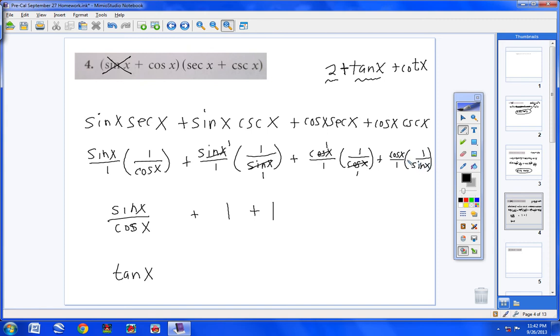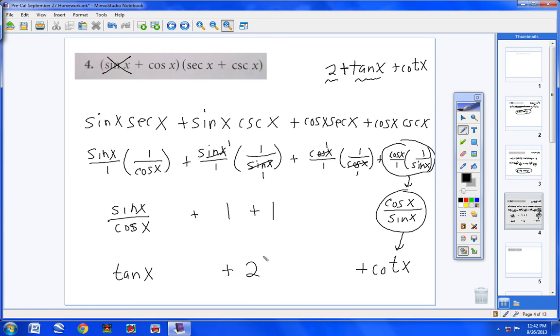Sure it helps. Now, watch what this whole group becomes right here. Cosine times 1 is cosine x. 1 times sine is sine x. Is that a big help? Sure it is. Look at your basic trig identities. Cosine over sine is cotangent. So now I have positive cotangent. And then look in the middle right here. 1 plus 1 is a positive 2.